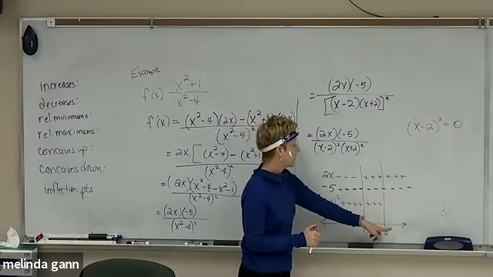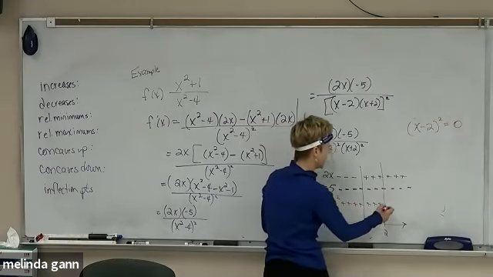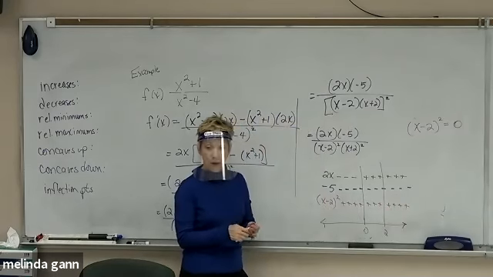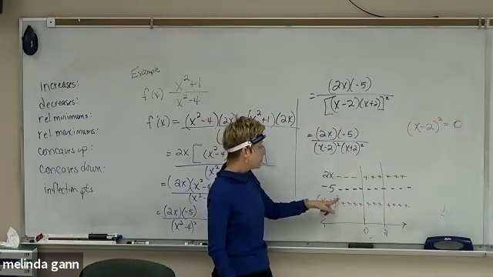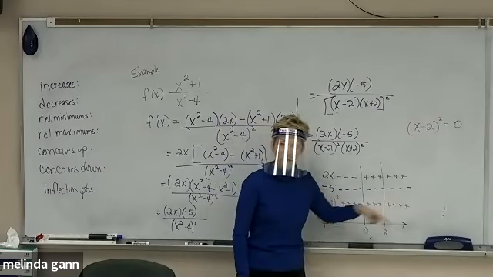What if you plug a number in like 5? 5 minus 2 is 3. What happens when you square 3? It's also going to be what? Positive. Now think about why. You should have known that before you started plugging numbers in. When you square something, is it ever going to be negative? No. It's either going to be 0 or it's going to be what? Positive.